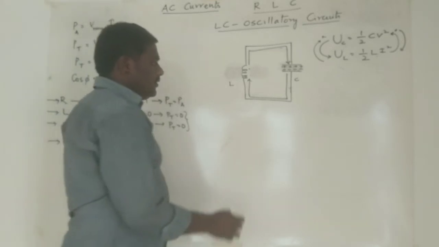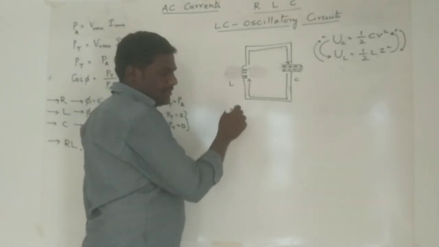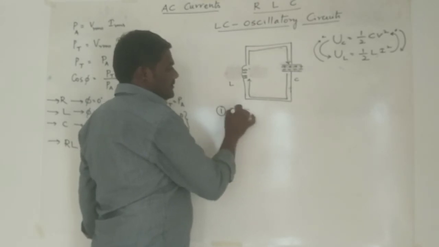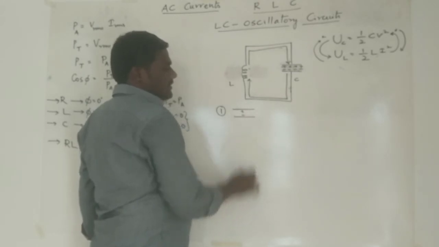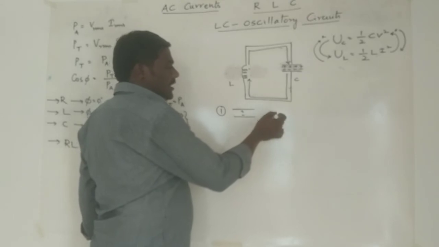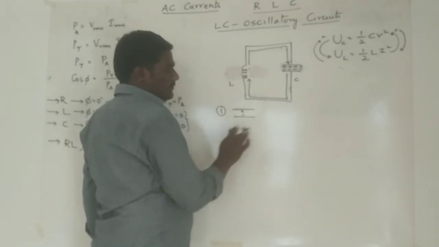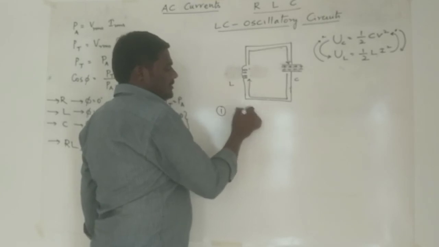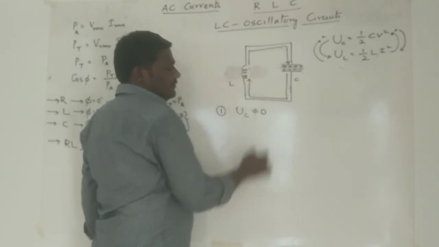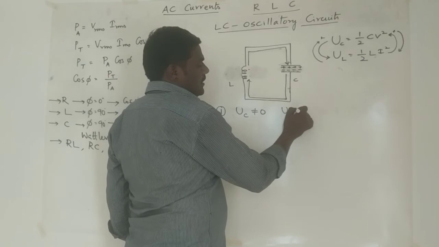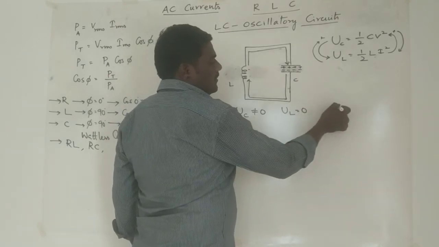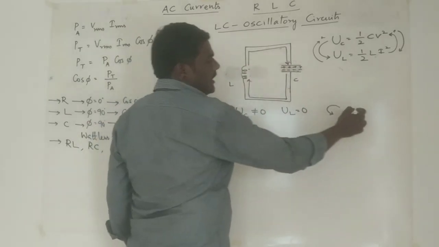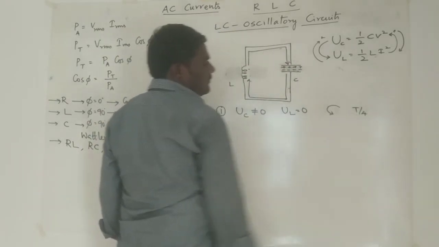So here I will give one small notation. In step number 1, these are the capacitor plates. This is positive, this was negative. So current was moving in the anti-clock direction. In a simple way, let's say the energy across the capacitor was not equal to 0. The energy across the inductor is 0 for one quarter rotation. So from here to here, assume the time taken is T/4.